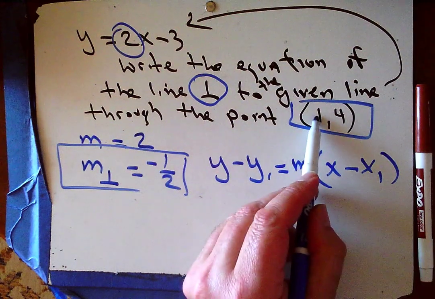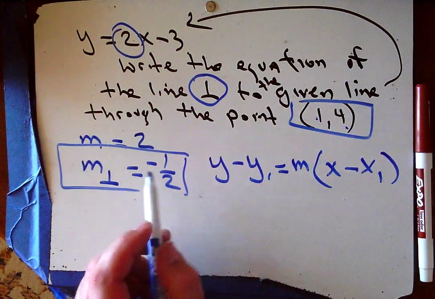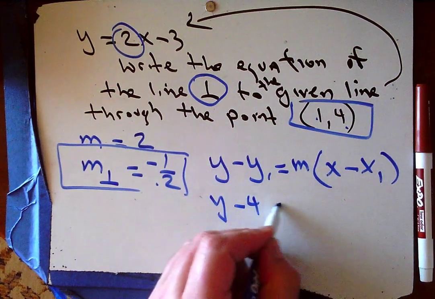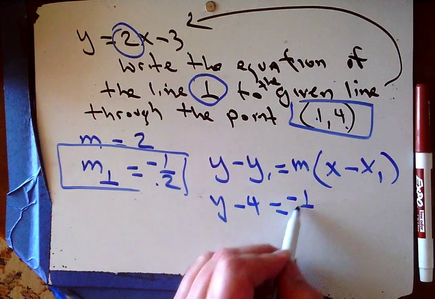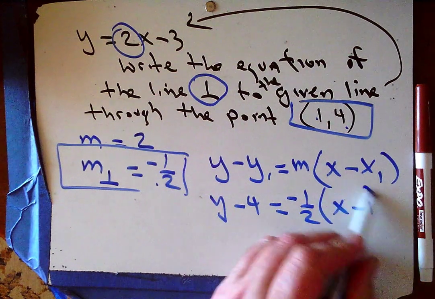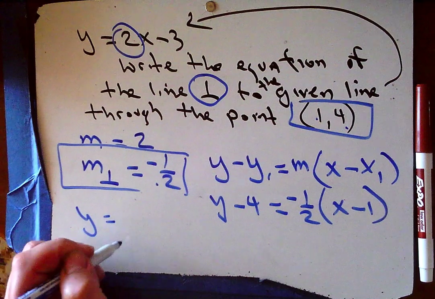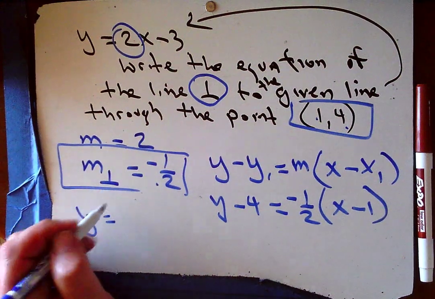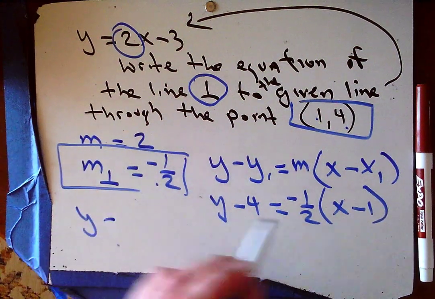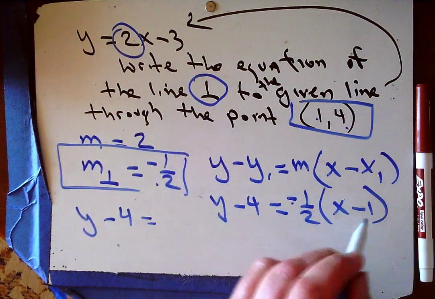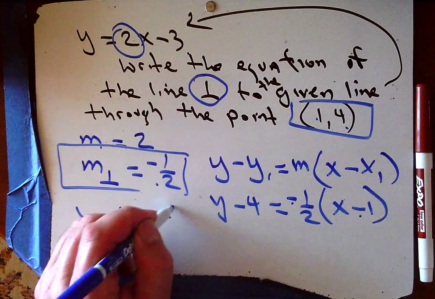I'm going to plug this in for x1, for y1, and for m perpendicular. So y minus 4 equals negative 1/2 (x minus 1). Now I want to tidy this up. I want it in y equals, or slope-intercept form. So I'm going to start with distributing this negative 1/2. Make sure that negative times that negative turns into a positive.